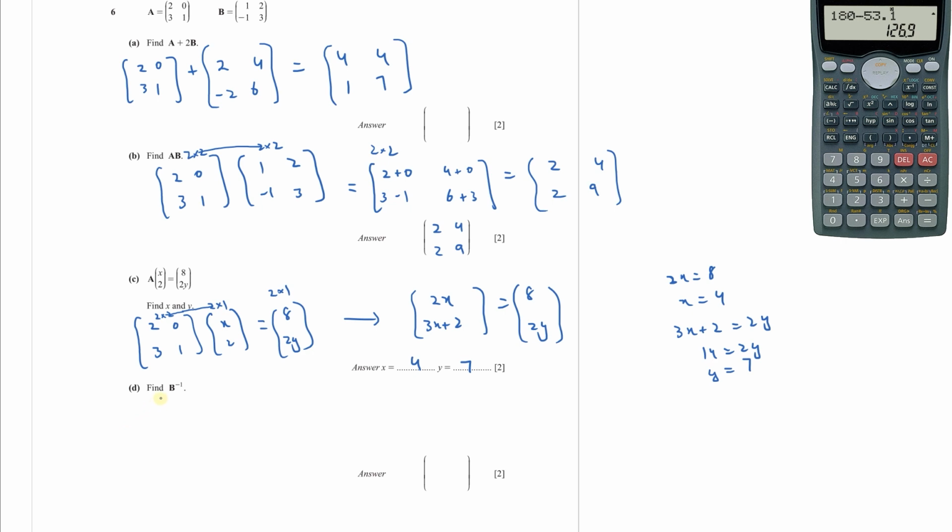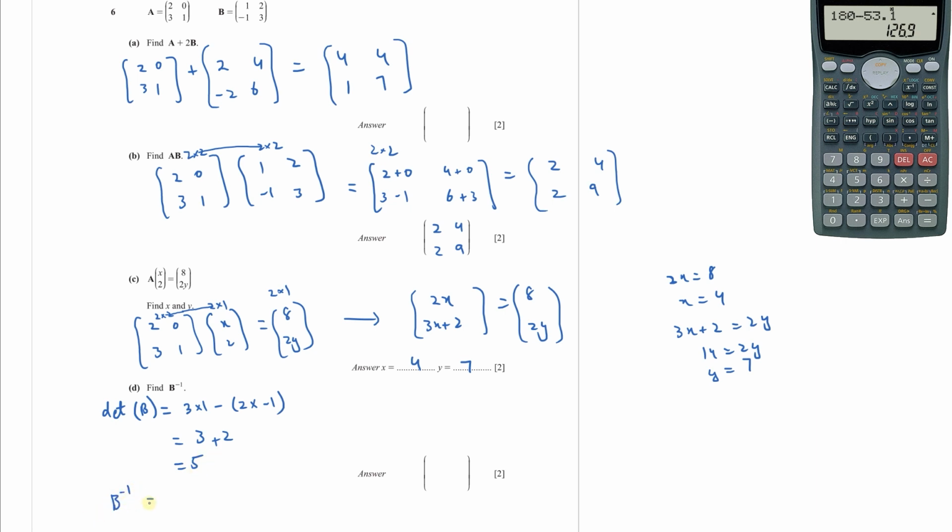Part D is find B inverse. So B inverse will be the inverse of this matrix here. So first we need to find the determinant of B. So determinant of B will be equal to product of these two minus the product of these two. So 3 times 1 minus 2 times minus 1. So this will be 3 minus 2, minus and minus becomes positive. So 3 plus 2 is 5.